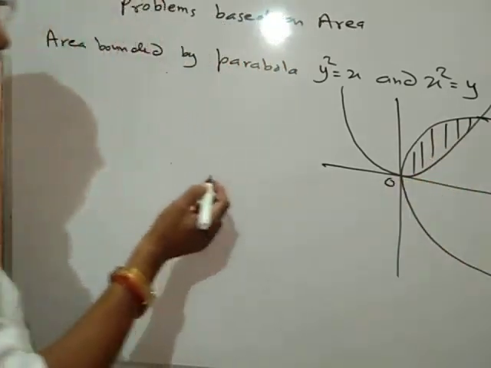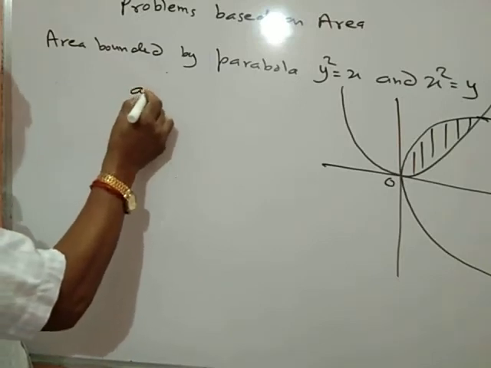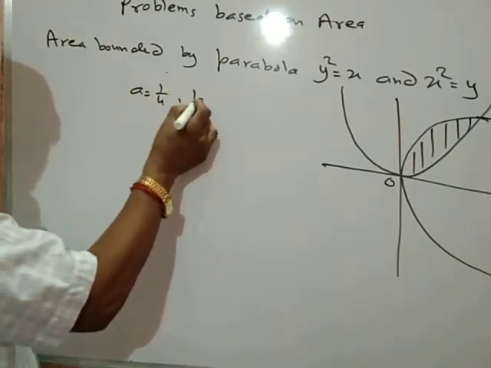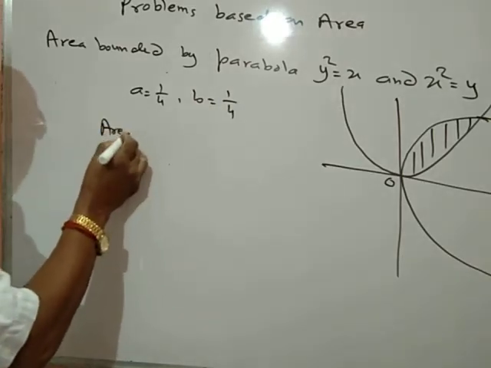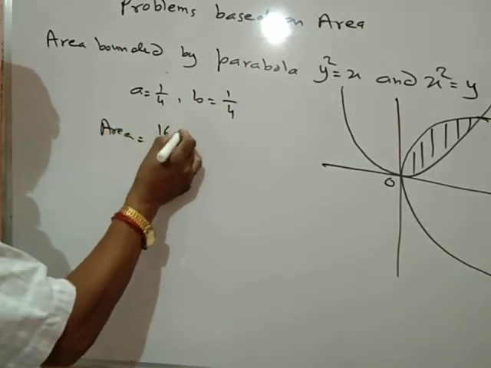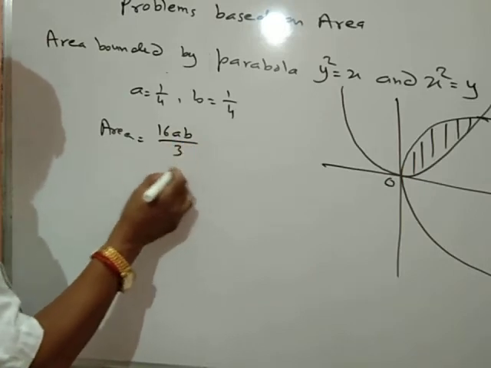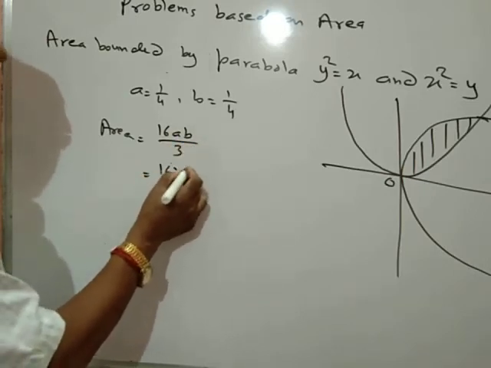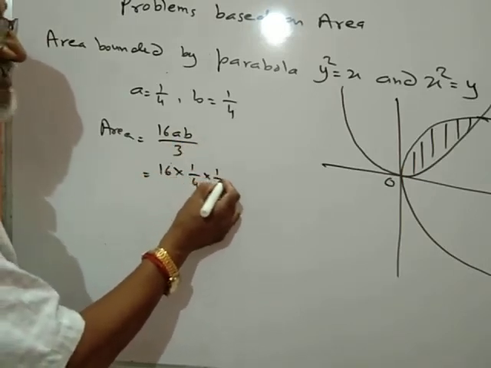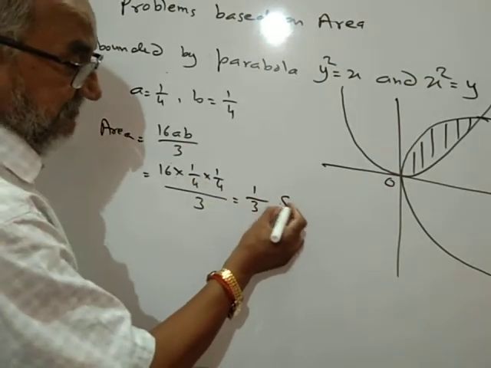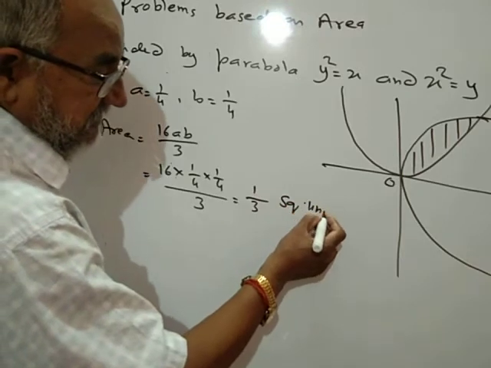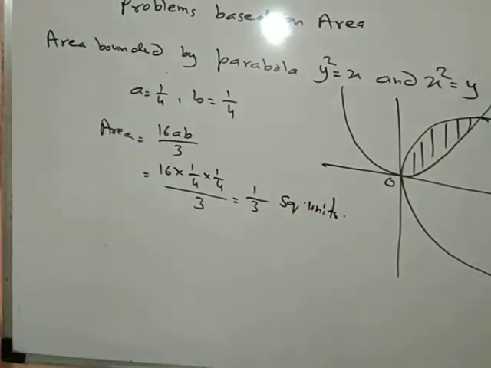I have given the shortcut for this. A is equal to 1 by 4, B is equal to 1 by 4, and the shortcut given is 16AB upon 3. So this is equal to 16 into 1 by 4 into 1 by 4 upon 3. So it is 1 by 3 square units.